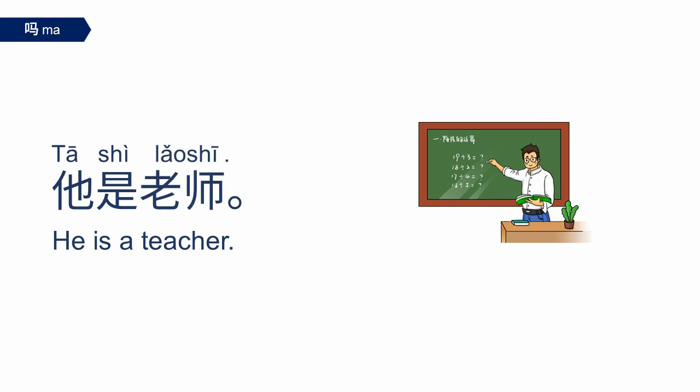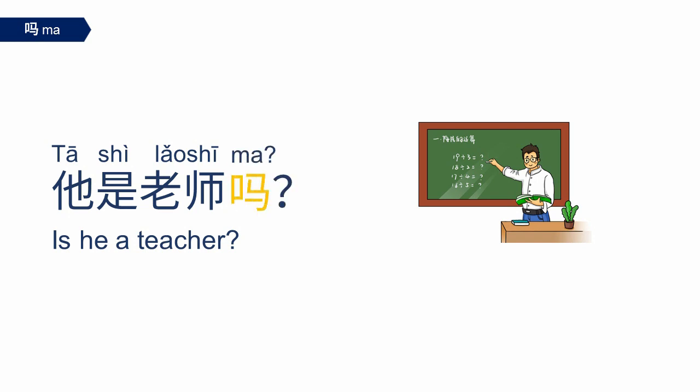First, let's have a look at the sentence. He is a teacher. In Chinese is 他是老师. But what if we want to inquire if he's a teacher? How do you form this question in Chinese? Well, let's take a look. 他是老师吗?